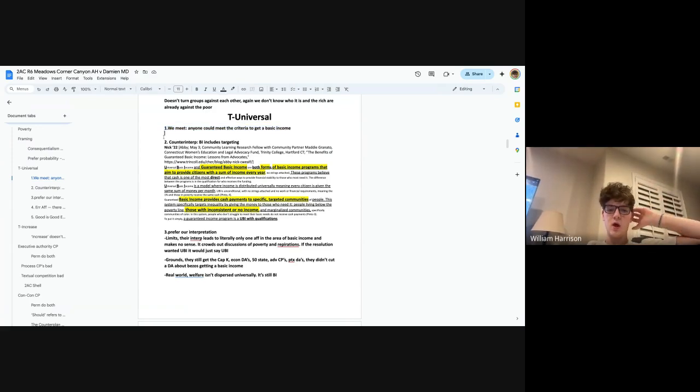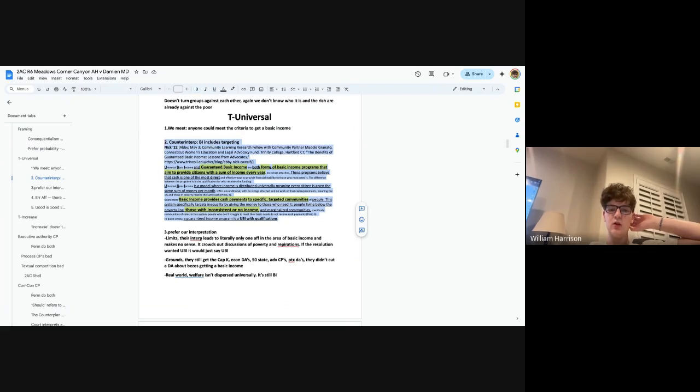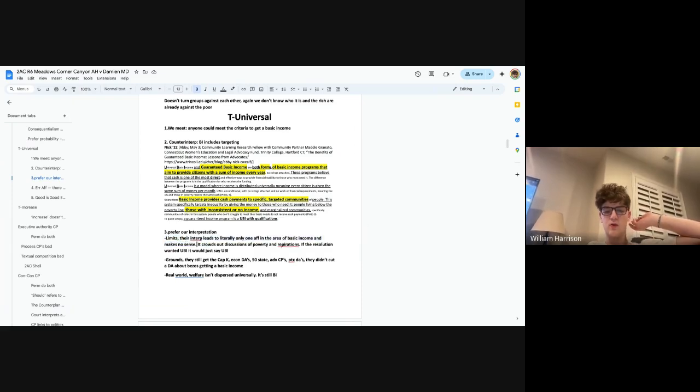It's a time skew. Then we read this counterinterp that says a guaranteed basic income is a form of basic income. It is for just targeted communities with inconsistent or little income. So this is a counterinterpretation. It includes our AFF. Then we read limits. Henry wrote this limit articulation, so hence the spelling errors.